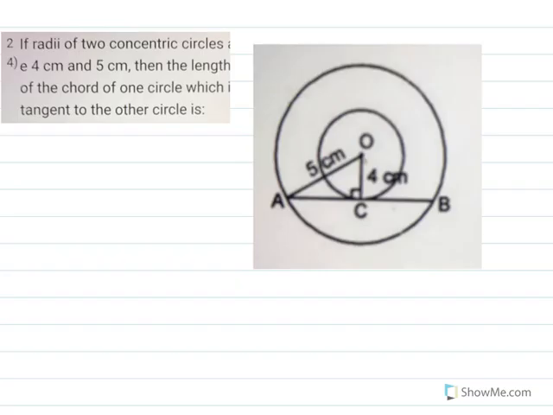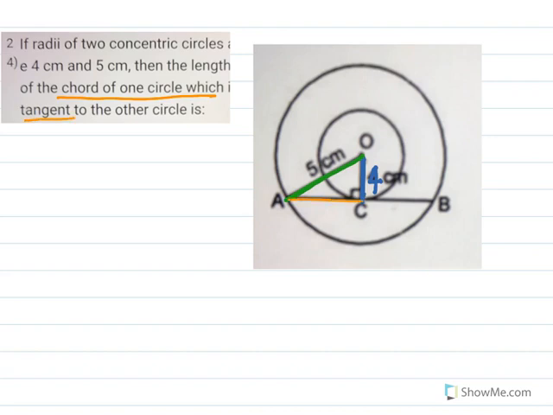If the radii of two concentric circles are 4 and 5, then find the length of the chord of one circle which is a tangent to the other. So here we have two concentric circles. What do you mean by concentric circles? Which have the same center. One radius is given as 4, like here, see, and this radius is given as 5. We need to find the length of the chord of one circle which is tangent to the other.